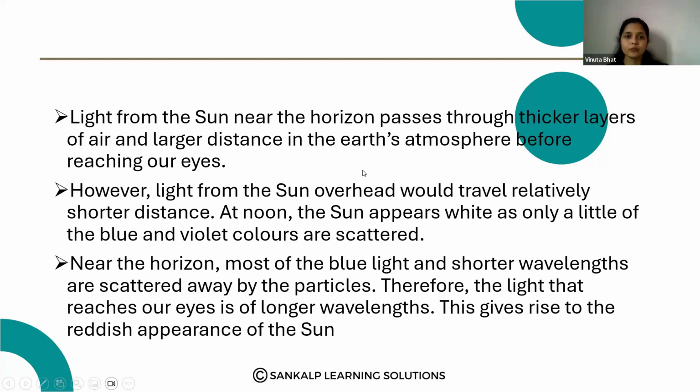Light from the sun near the horizon passes through thicker layers of air and travels a larger distance in the earth's atmosphere before reaching our eyes. However, light from the sun overhead would travel a relatively shorter distance. At noon, the sun appears white as only a little of the blue and violet colors scatter. So that is the reason. Near the horizon, most of the blue light and the shorter wavelengths are scattered away by the particles. So therefore, the light that reaches our eye is of longer wavelengths. This gives rise to the reddish appearance of the sun.